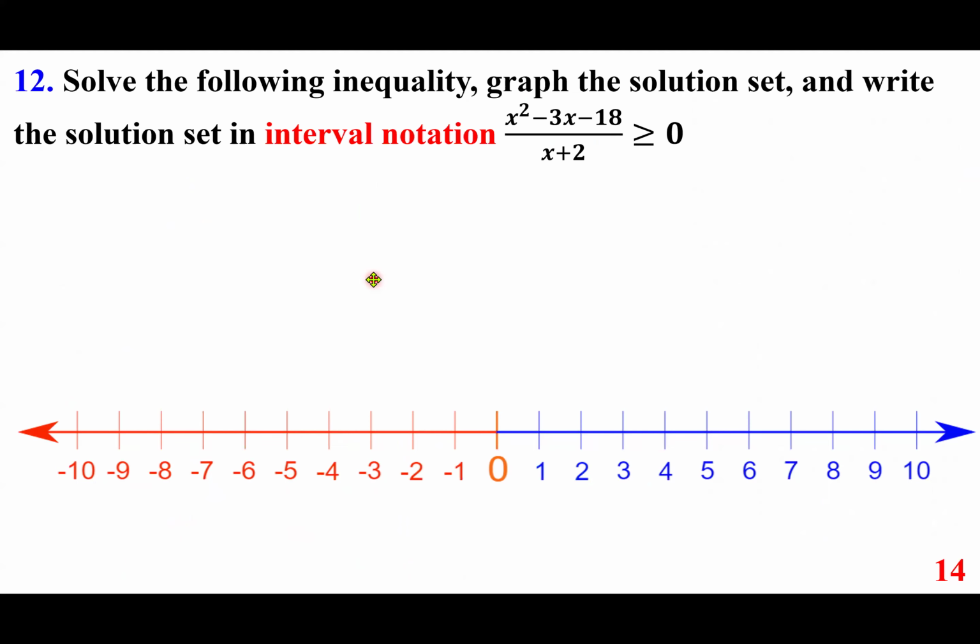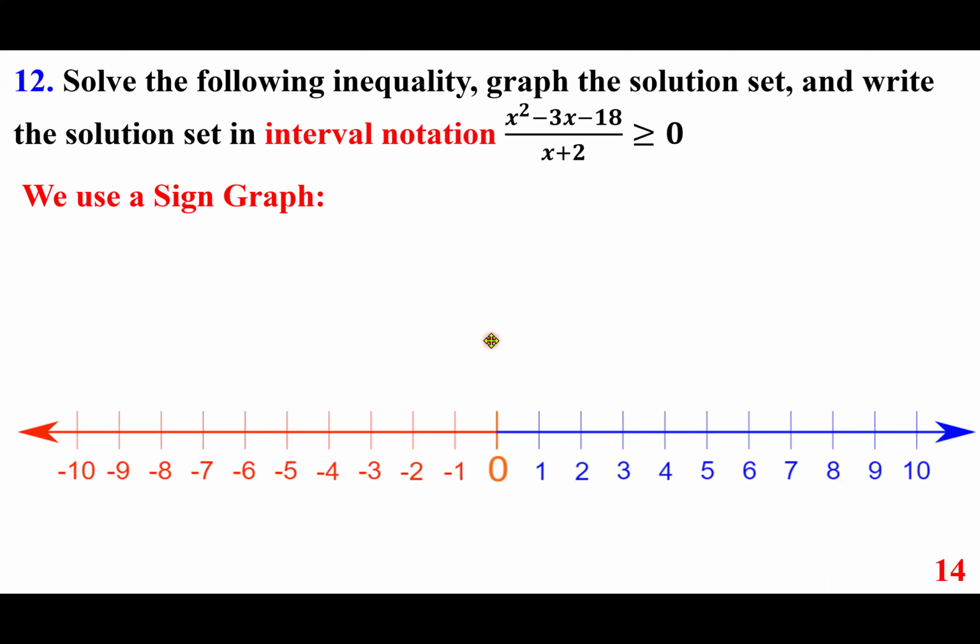Now, we want to solve the following inequality, graph the solution set, and write it in interval notation. How do we do that? The process uses what we call a sign graph. So we have a number line from negative to positive infinity. It just shows from negative 10 to 10 here. And then you use that to figure out the answer for any inequality.